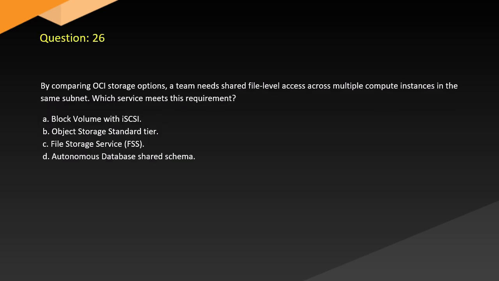Question 26. By comparing OCI storage options, a team needs shared file-level access across multiple compute instances in the same subnet. Which service meets this requirement? A. Block volume with iSCSI. B. Object storage standard tier. C. File Storage Service, FSS. D. Autonomous database shared schema.